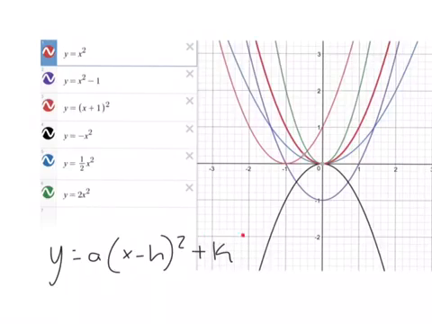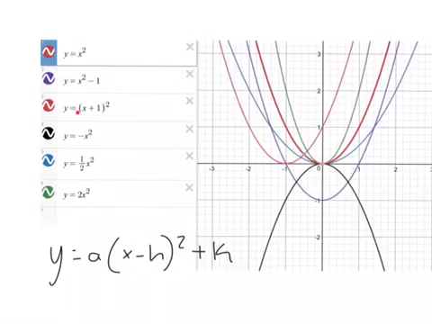And when the number in this equation is part of the k, that means it has something to do with a vertical shift, because this is what's going on the y-axis. So because it's a minus 1, it's going to go down 1. So y equals x squared minus 1 correlates with this purple parabola right here.